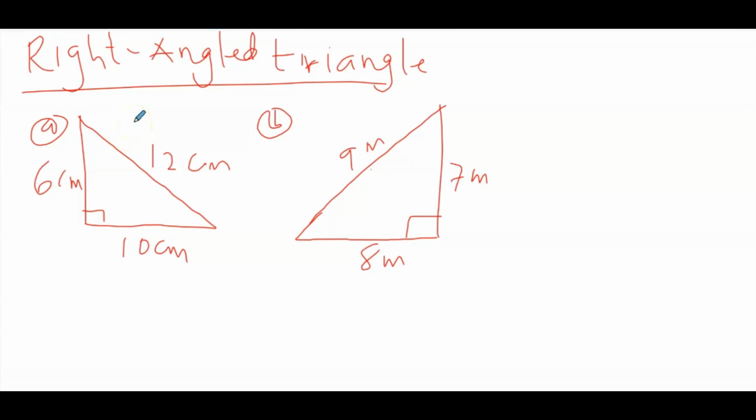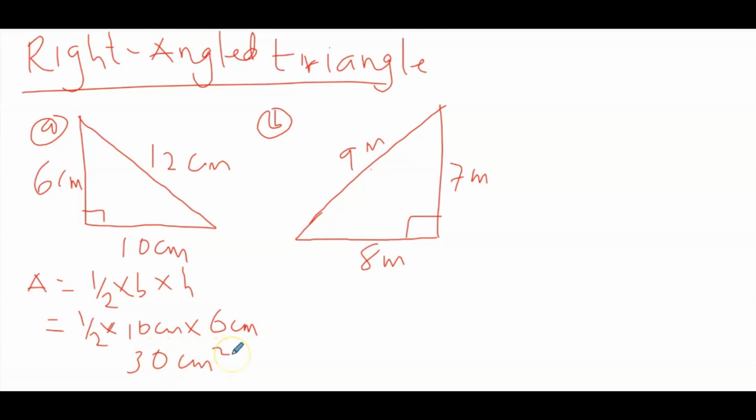So the area is half times base times height. In this case, our base is 10 centimeter and our height is 6 centimeter. We say that the height is always perpendicular to the base. If you do this, half times 10 is 5, and 5 times 6 gives us 30 centimeters squared.